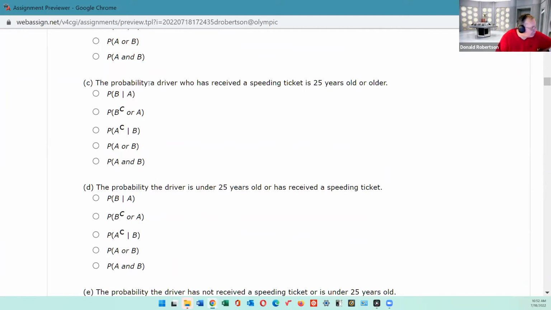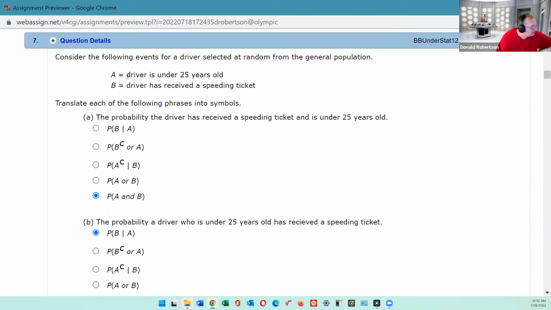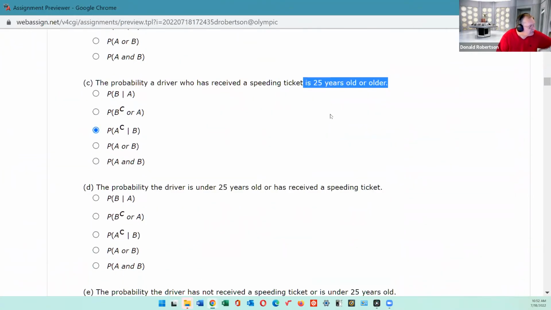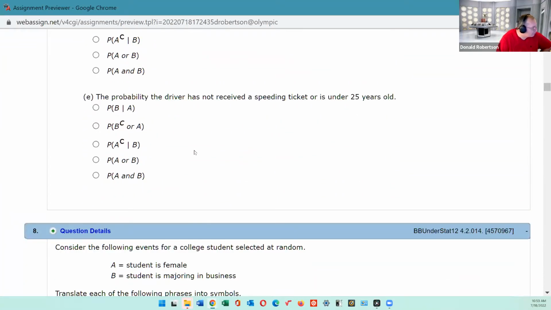So this one is the probability that a driver who has received a speeding ticket, so it's a conditional probability, is over 25 years. Now, if A is under, isn't that the complement of A? Right? A is under 25, complement of A then is 25 years or older. So we are trying to find, oh, I've already picked it. So these are the kind of sentences turned into a probability.